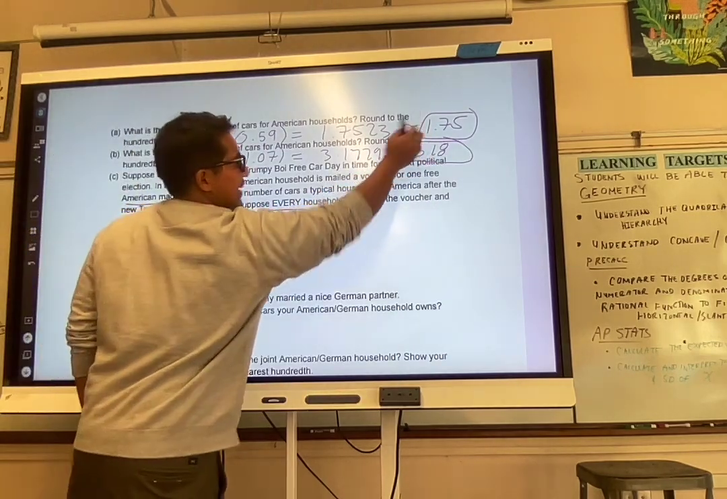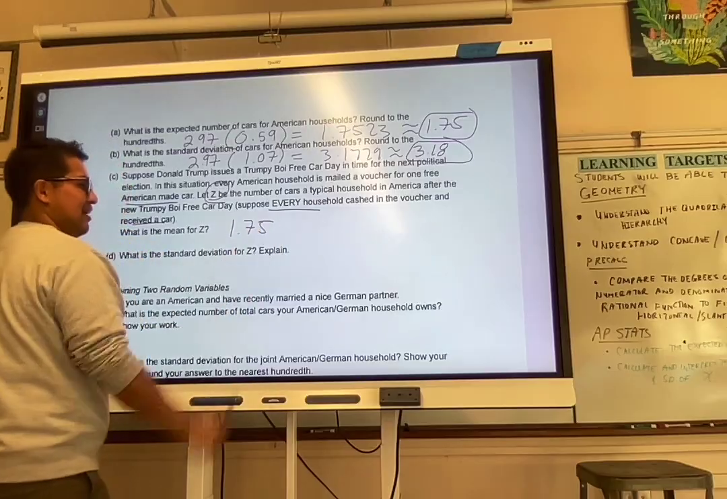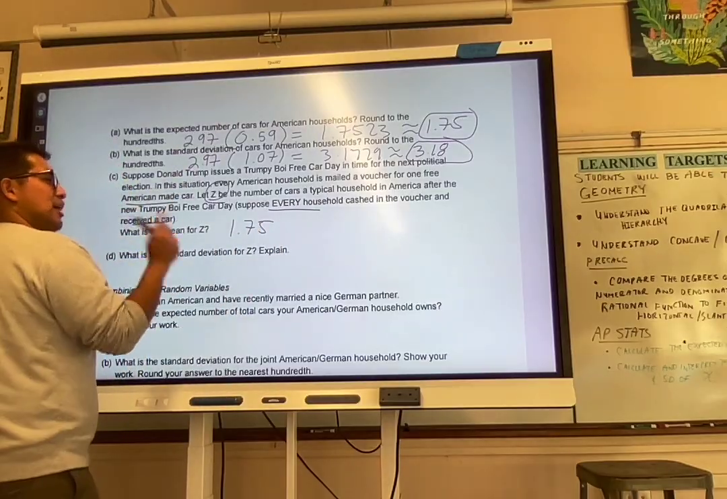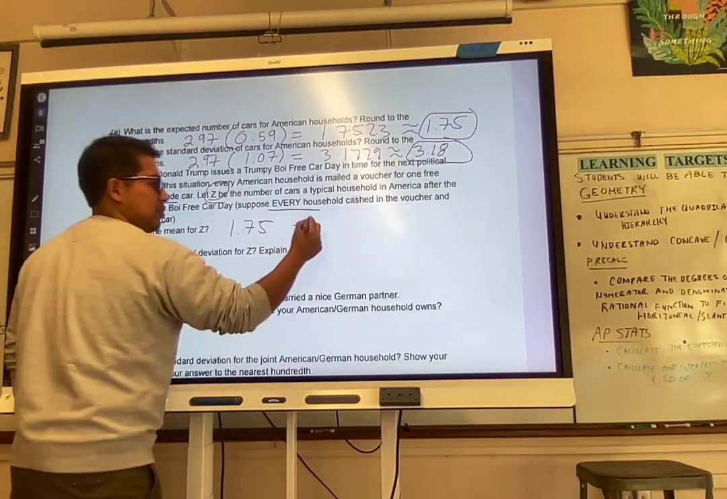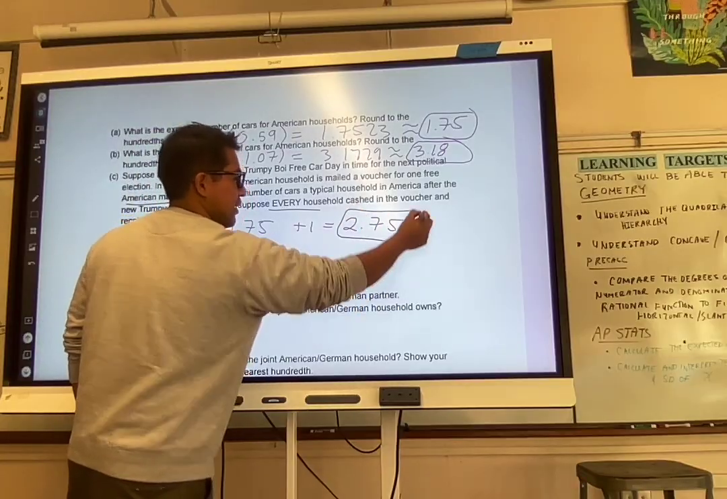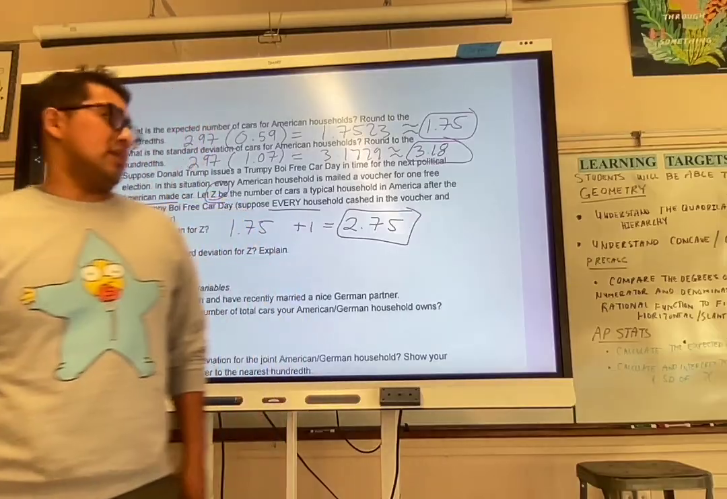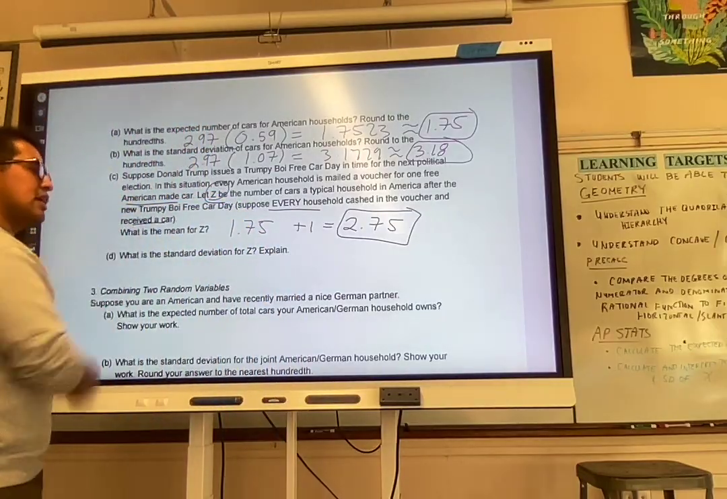Well, before, the average number of cars America would have was 1.75, but since everything goes up by one more car, we'll simply add one more. So after the Trumpy boy free car day, an American household has on average, right, 2.75 cars. That's a lot of car. What's the new standard deviation?